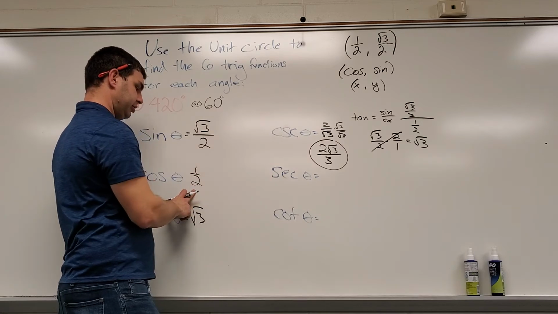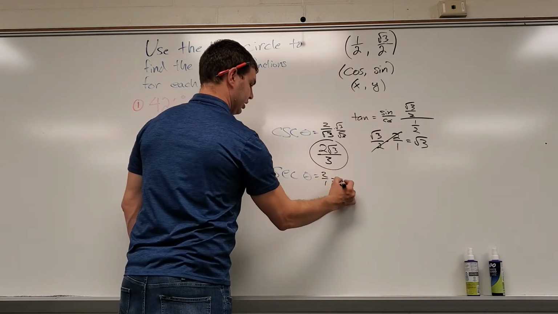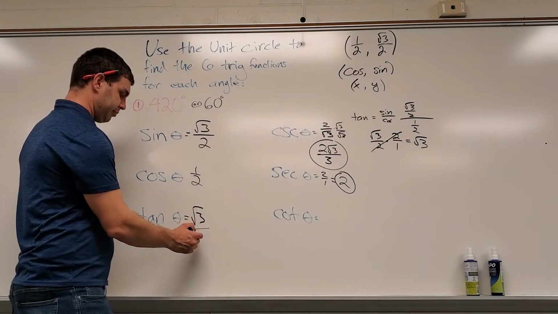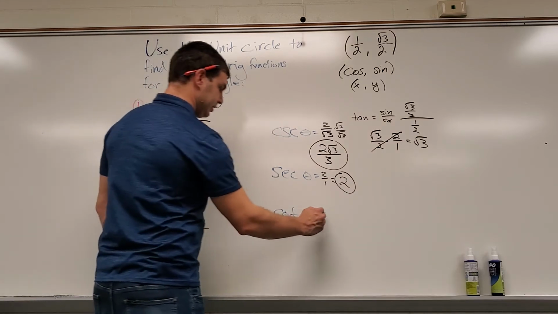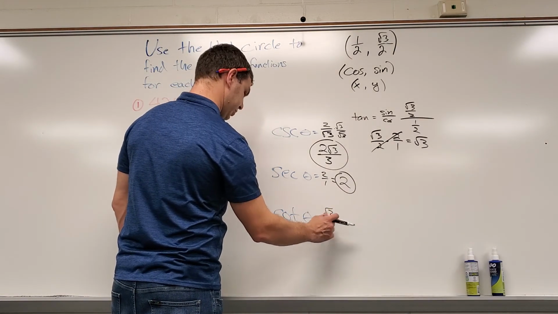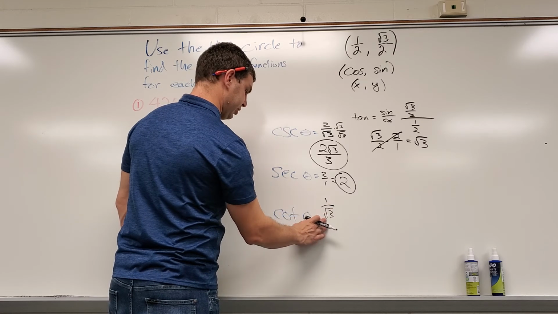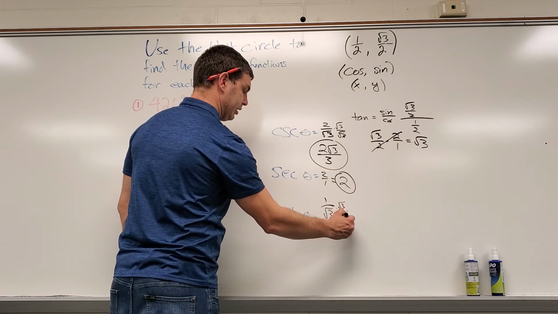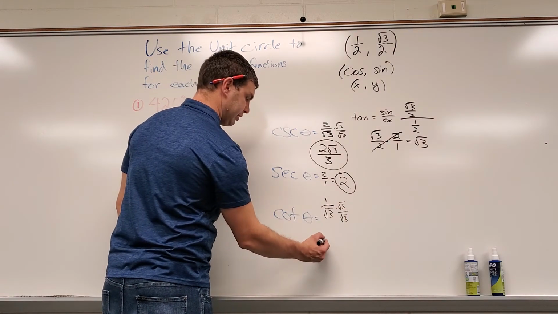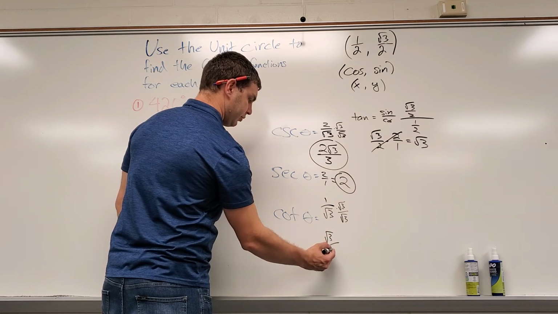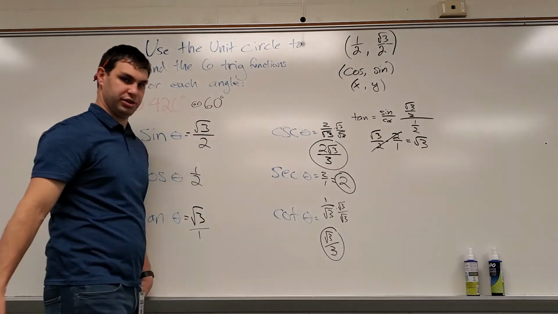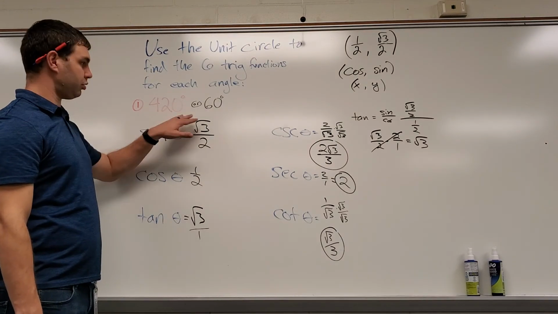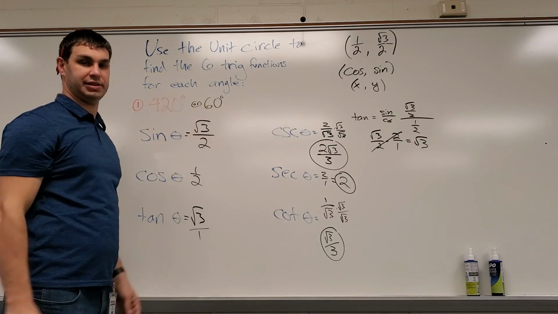Secant of theta, flip 2 over 1 now, which is just 2. It's a nice easy one. And then lastly, cotangent of theta, remember, I could put this over 1 and flip it. So now it's 1 over the square root of 3, and we cannot have a square root in the bottom. So rationalize the denominator, multiply by that square root over itself, giving us the square root of 3 over 3 for cotangent of theta. We successfully found all 6 trig functions for 420 degrees, or 60, since we went around more than once in this problem.